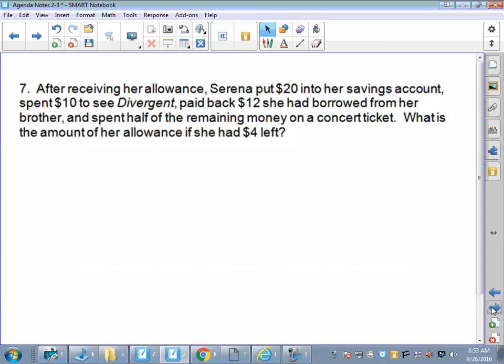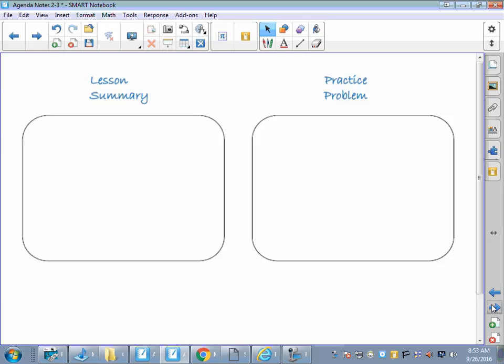And then last but not least, I've got a word problem. I want you to kind of think through it. Some people can just common sense their way through this. So the question is asking, what is the amount of her allowance? Go back and look through and see.